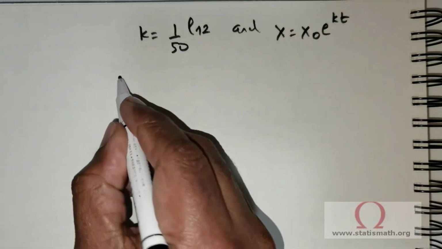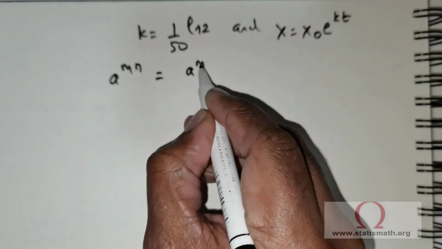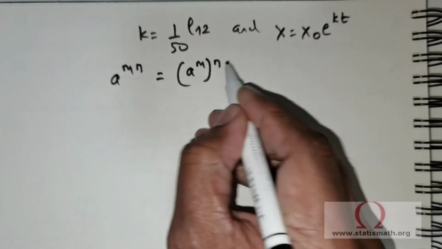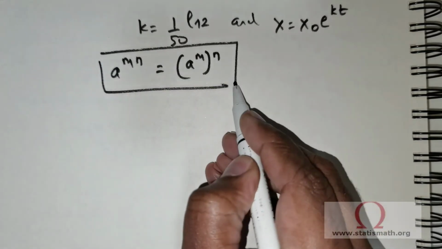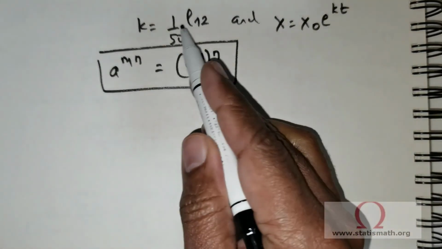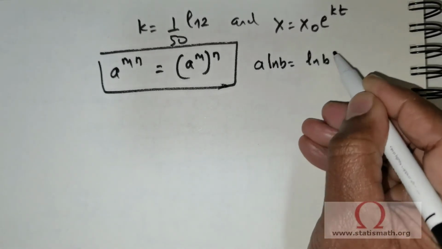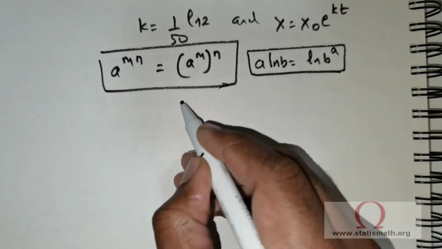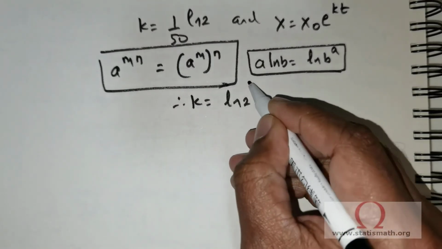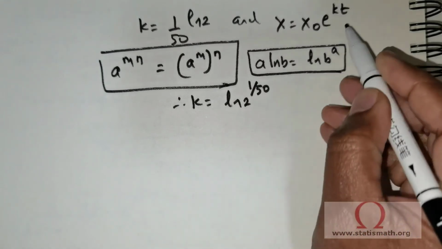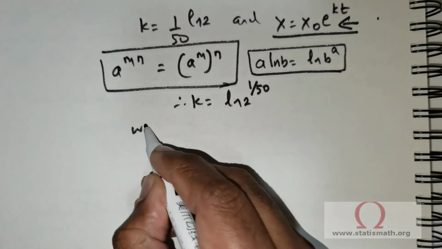Okay, now you have to know that if you have something like this, a raised to the power m times n, then I can rewrite this as a raised to the power m, the whole raised to the power n. Okay, so have that in mind. So this is a very important concept that you have to know to understand the simplification. Now k is equal to this. Now we know that a times ln b can be rewritten as ln b raised to the power a. So by this, I can rewrite k equal to 1 over 50 times ln 2 as ln 2 raised to the power 1 over 50. I can write this.